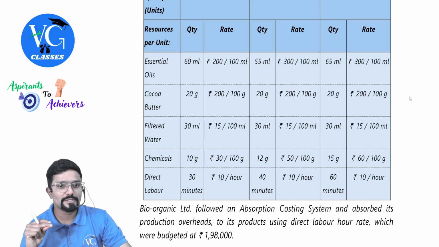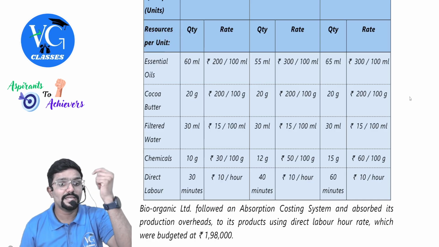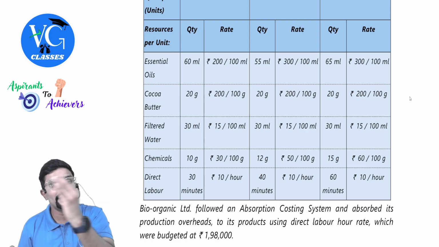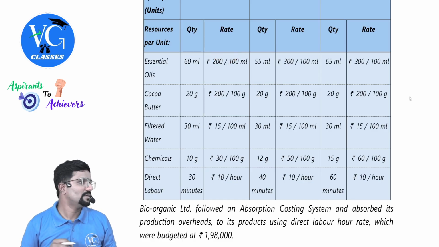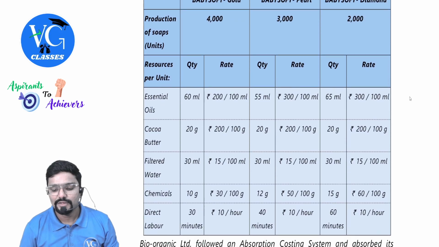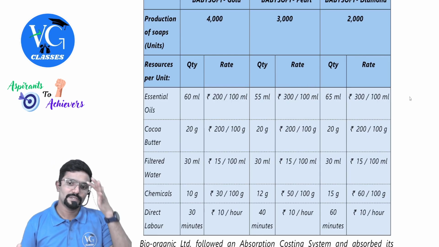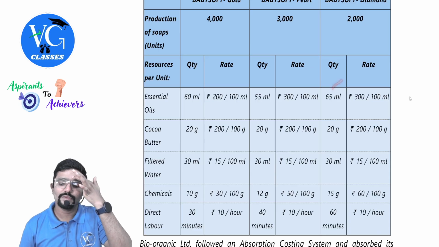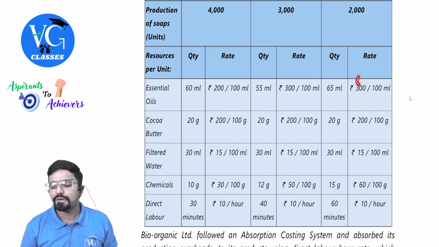So resources per unit. Whatever they have told is per unit. Essential oil, 60 ml. What is the rate? 200 per 100 ml. Can I calculate per 1 ml? 2 rupees. Then for Baby Soft Pearl, 55 ml. What is the cost? 300 rupees per 100 ml. Per ml how much? 3 rupees. Then for Diamond, how much is required? 65 ml. What is the cost?